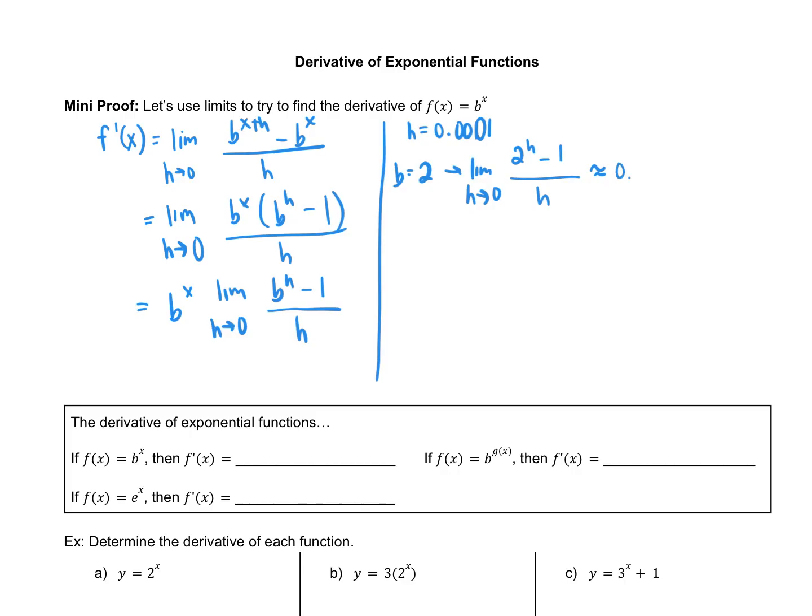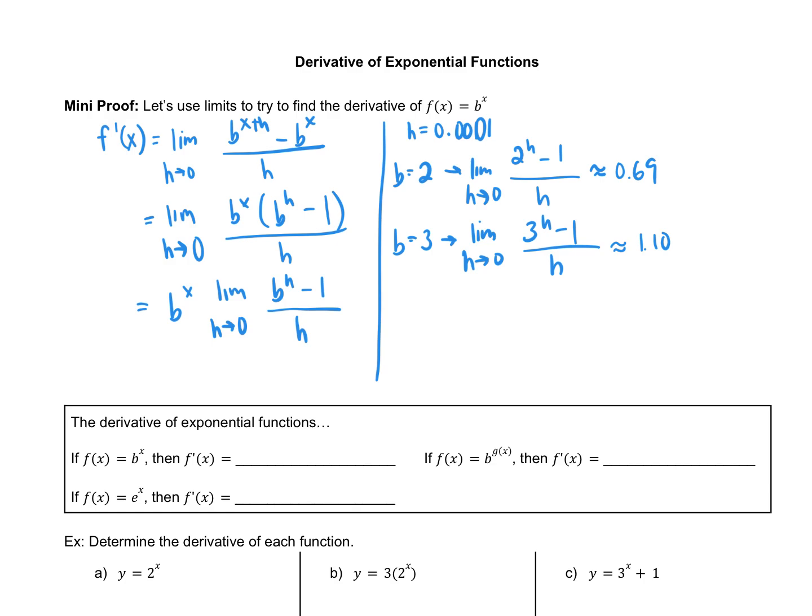And I get approximately 0.69. That doesn't really mean anything to me. I'm going to try my base being 3. So for this one, I'm going to take the limit as h approaches 0 of 3 to the h subtract 1, all over h. And again, I'm going to sub in 0.0001, punch it into my calculator, and I get approximately 1.10. Again, this doesn't really mean anything.